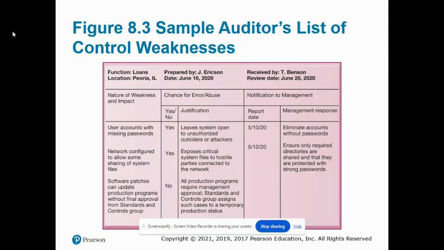This form helps auditors record and evaluate control weaknesses and show the results of discussing those weaknesses with management, as well as any corrective actions management takes. The graphic illustrates a sample page from an auditor's listing of control weaknesses for the loan system. It includes a section for notifying management of such weaknesses and for management's response. Management is expected to devise a plan for countering significant weaknesses in controls.